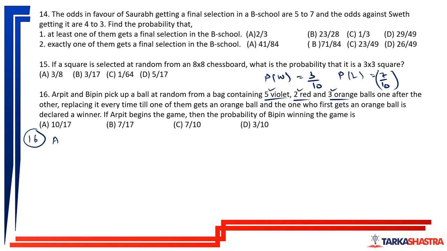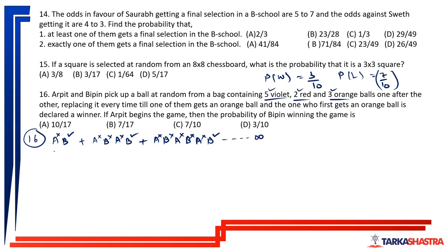Now Arpit is beginning the game, and then Bipin should win. So Arpit loses, Bipin wins. This can be the case. Or Arpit loses, Bipin loses, Arpit loses, Bipin wins. Or Arpit loses, Bipin loses, Arpit loses, Bipin loses, Arpit loses, Bipin wins, and it will go up to infinity.